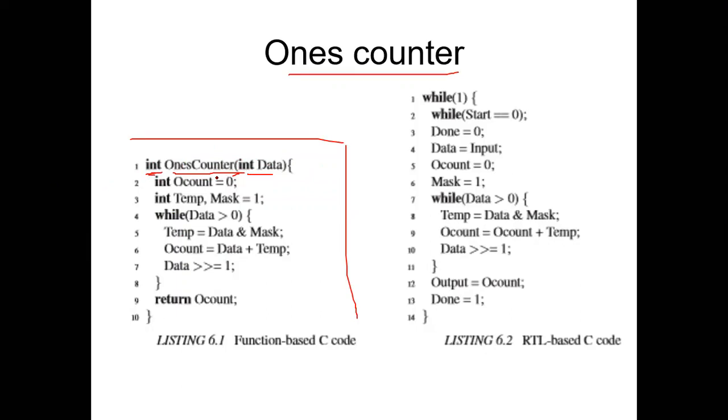So here the basic thing is, first of all, we are declaring an integer variable ones count. The ones count is a variable declared for storing the number of ones. Along with that, we are declaring two more variables. One is temp, a temporary variable, and a mask. Mask is initialized as 1. All these are integers.